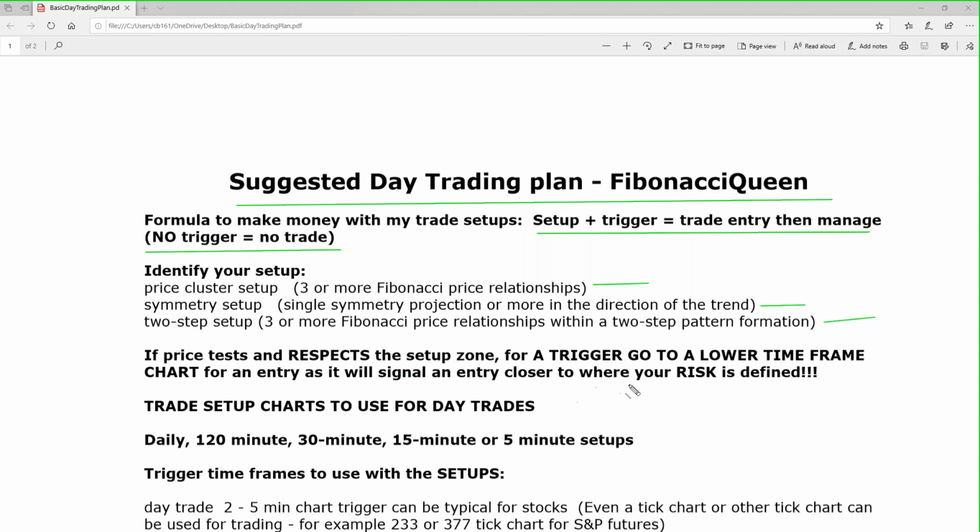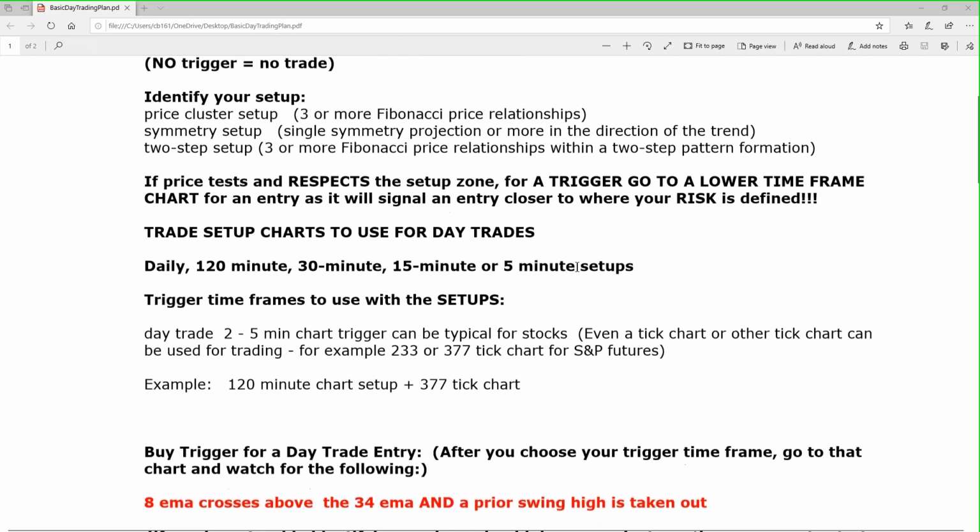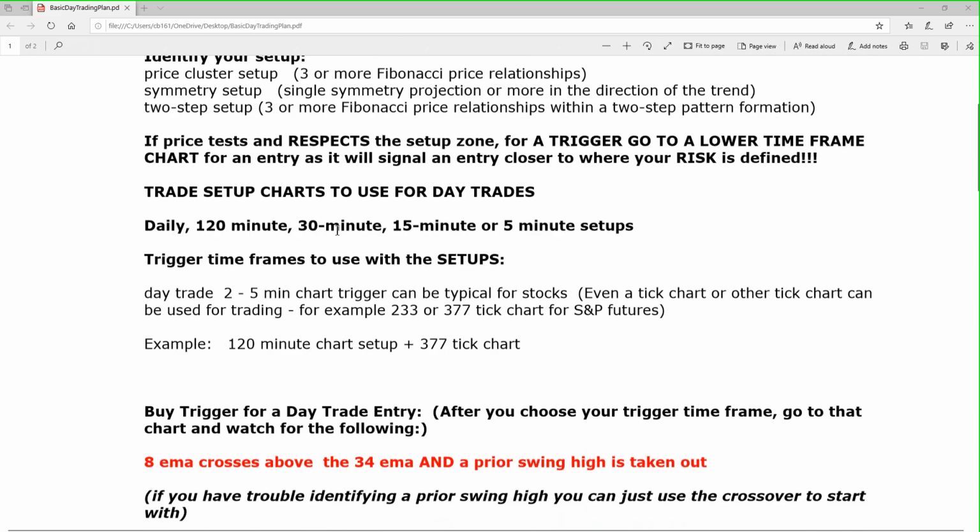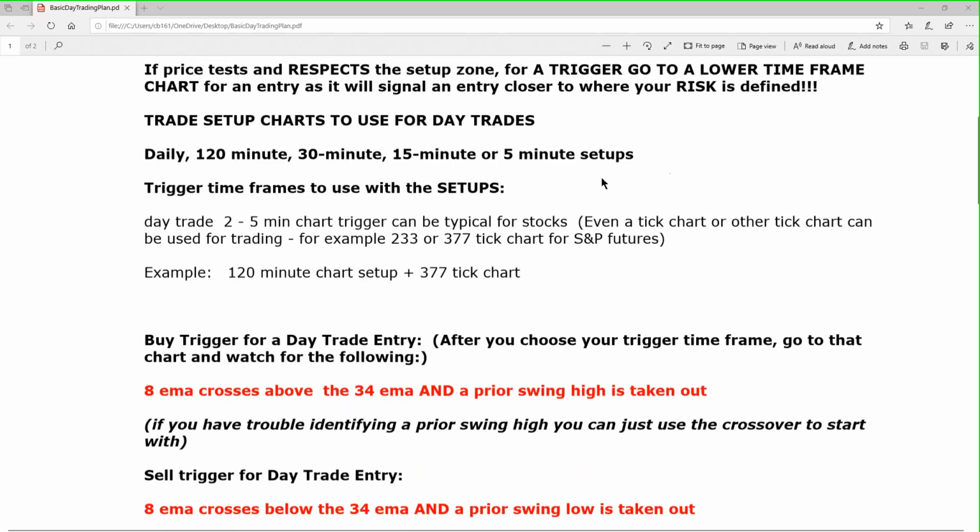Okay, and if it basically tests and respects the zone, for a trigger, you go to a lower time frame chart for an entry, as it will signal an entry closer to where your risk is defined. Okay, so you can use a daily chart, a 120-minute chart, a 30-minute, 15-minute, or 5-minute for setups. And then for day trade decisions, mostly for stocks, using a 1-minute chart for a trigger. But if you want to use something more like a 2-minute or a 5-minute chart, that's okay too. You just don't want it triggering so far away from where your definition of risk is.